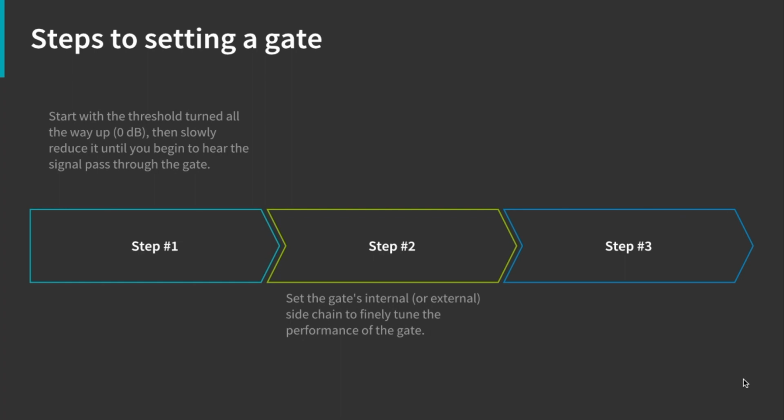The second step would be to set the gate's internal side chain if you do have one, or if you have an external one. That's pretty much just a fine tune, as we said before, to fine tune the performance of the gate. The goal is to have the focus on the desired part of the signal that you want to gate. The third step would be to adjust the settings, so that would be the attack, hold, release, and all of that.